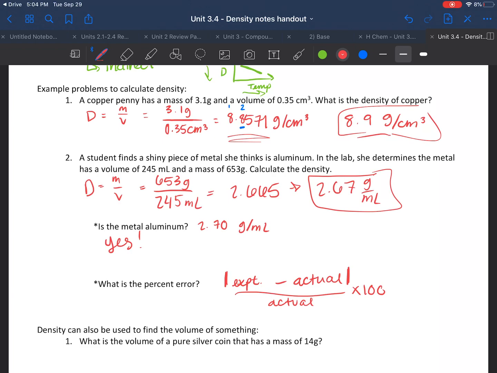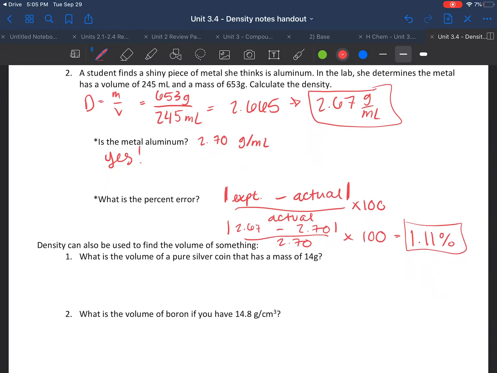So if we have 2.67 minus 2.70 divided by 2.70, don't forget to take the absolute value of the top, multiply it by 100. I will do that on my calculator right now, and you can do that along with me. That gives us 1.11%. So just a refresher, because knowing how to do percent error will be helpful for lab.